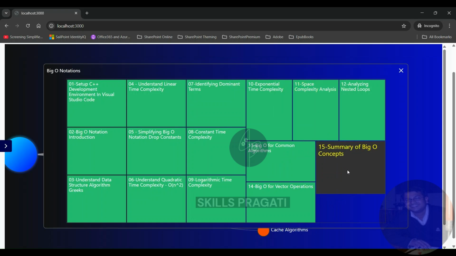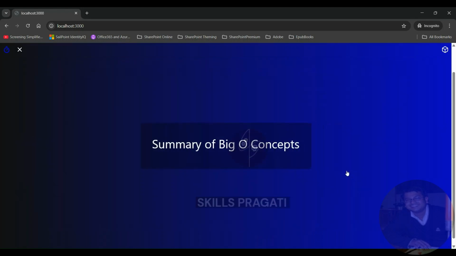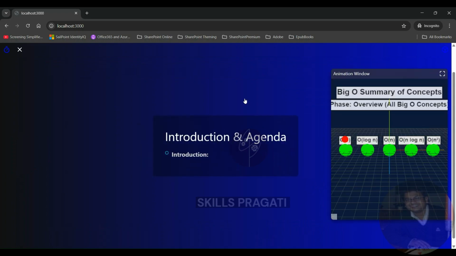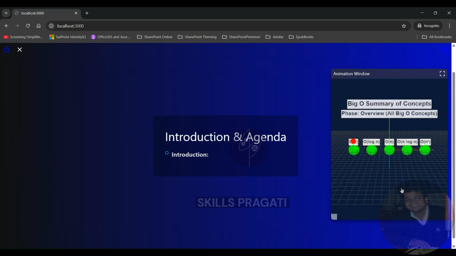As I already mentioned in our earlier sessions, we've spent the last 14 sessions diving deep into algorithm analysis using Big O notation. Today, we're going to recap those essential ideas, review how performance scales with input size, and summarize the key concepts we've covered. Let's begin. Let's start with a brief introduction.